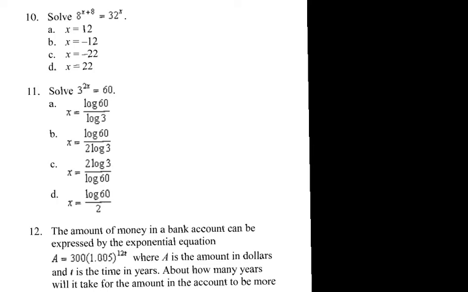So first, let's go ahead and change the 8. We can use base of 2. And 32, we can also use base of 2. So let's change the 8 to a 2 cubed. That equals 8. And make sure that you keep the exponent that you have outside of the parentheses. And on the other side, we have 2 to the 5th power. That equals 32. And we have the x outside.